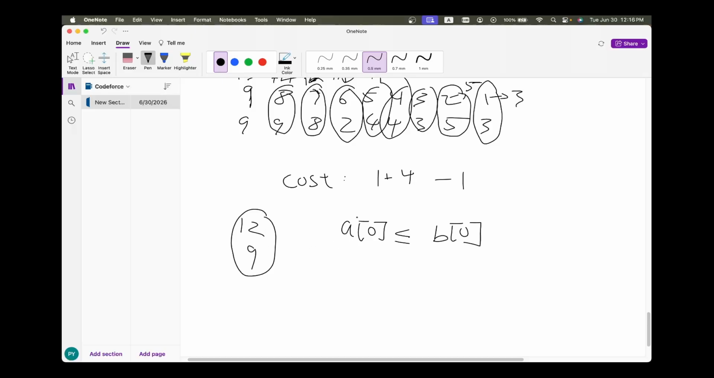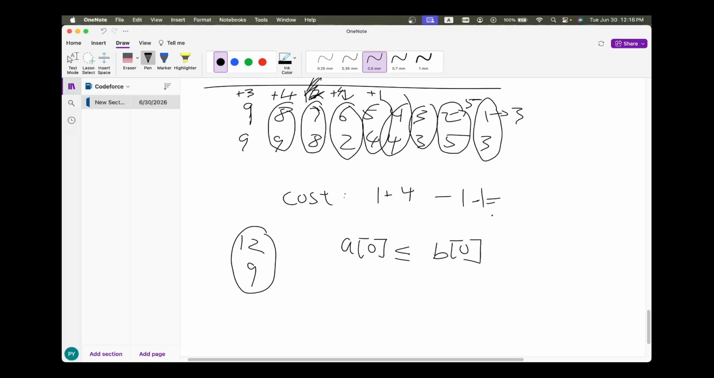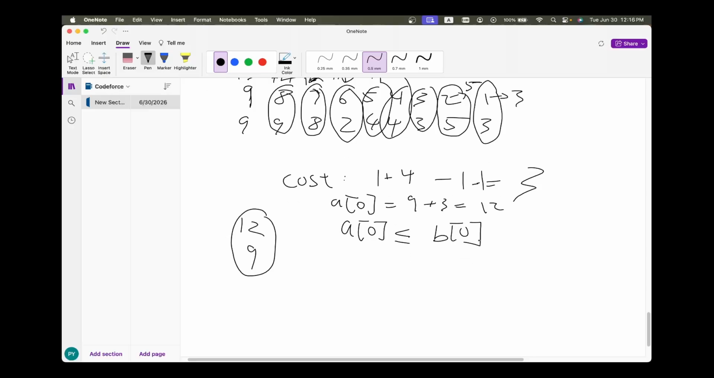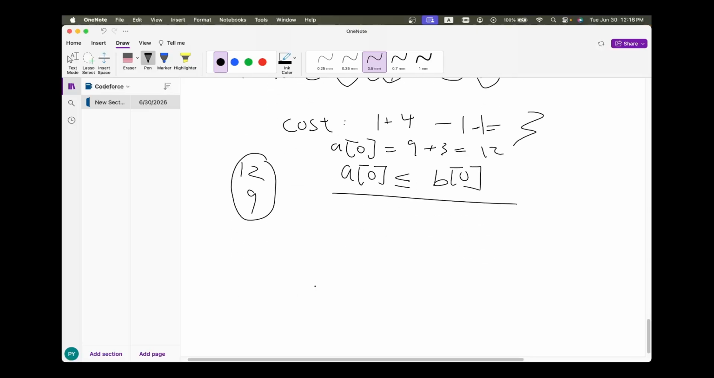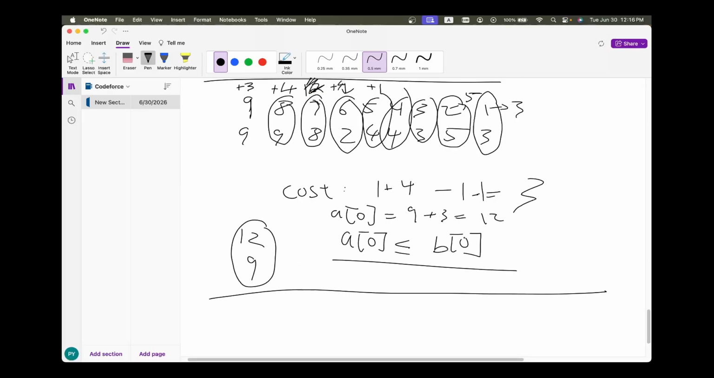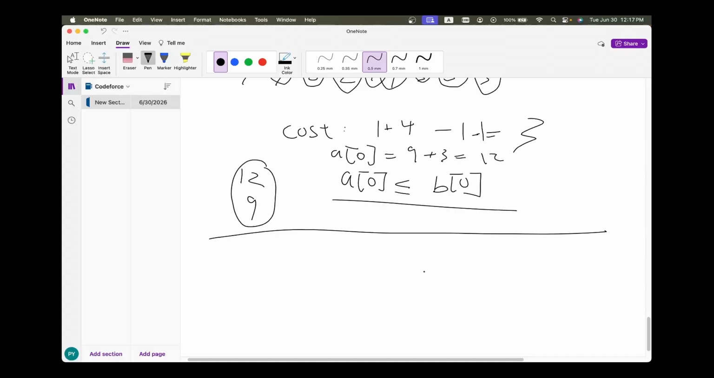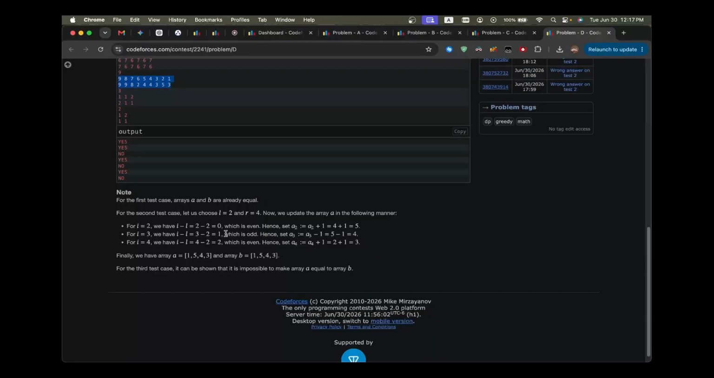I did a similar thing, except I went from left to right instead. The cost is 3. So originally the A0 was 9, but then you just add 3 to make it 12, and then you just check at the end. I add as much as possible to the current element and then subtract that same amount from the one to its right. And if you ever hit a point where the value at A is greater than the value at B, then it's impossible to make it work.